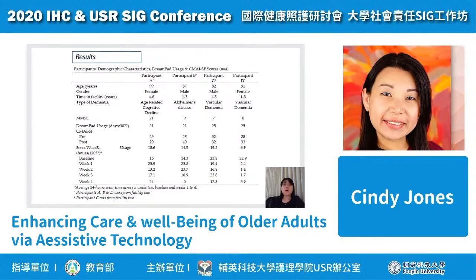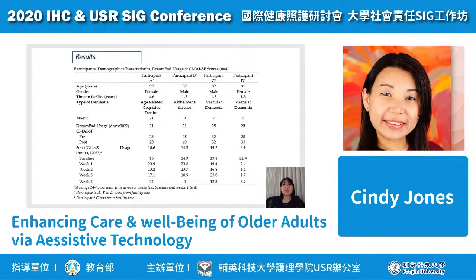So on this slide is the demographic characteristic as well as the DreamPad usage and agitation scores for the 4 participants. Now, as you can see on this slide, the mean age of the 4 participants, 2 male, 2 female, is about 89 years of age. They had an average MMSE score of 9.3.